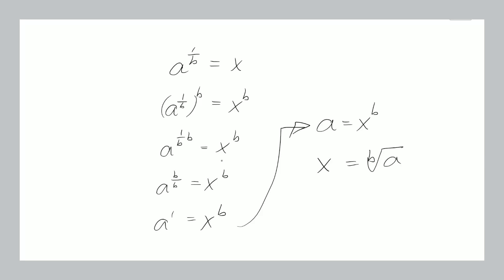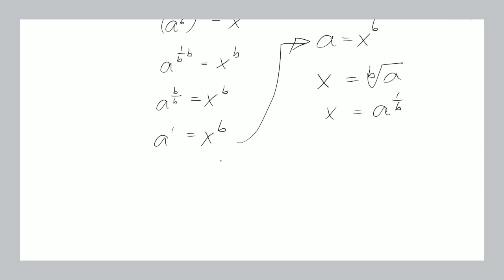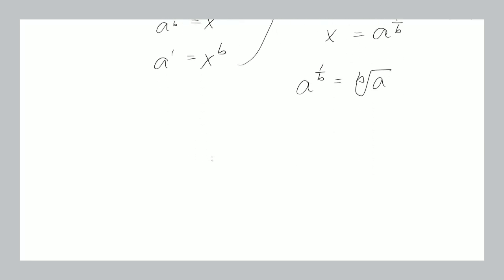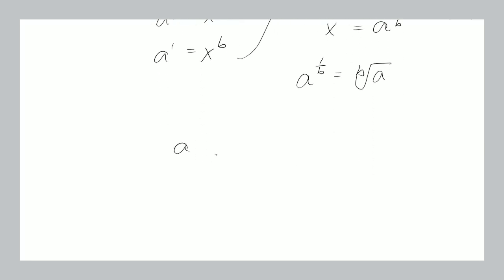Okay, but what do we have on top here? That x is also a to the power of 1 over b. They're equal to the same thing, right? So a to the power of 1 over b is just the bth root of a. Okay, so what if we then have a to the power of c over b? Well, that's a to the power of 1 over b, to the power of c. So that's just the bth root of a, and then all of that to the power of c.